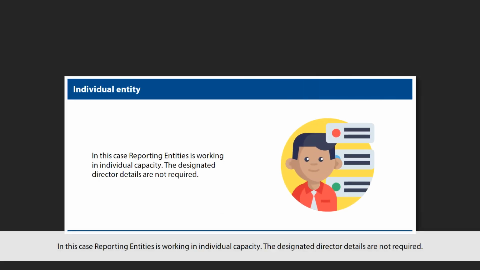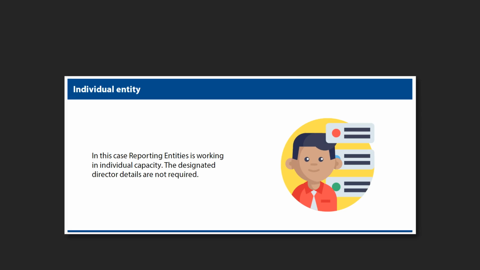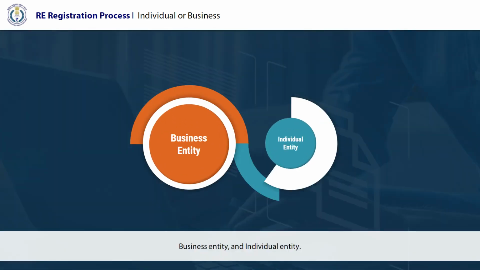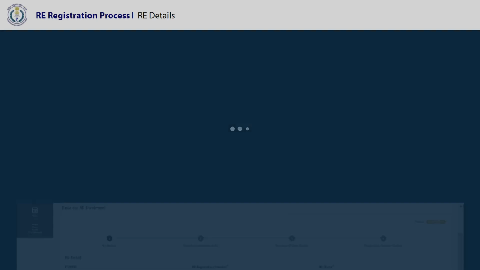In this case, the reporting entity is working in individual capacity. The designated director details are not required. Business entity, individual entity.